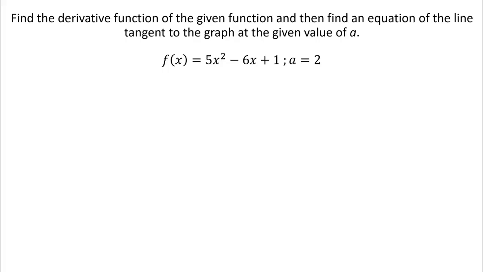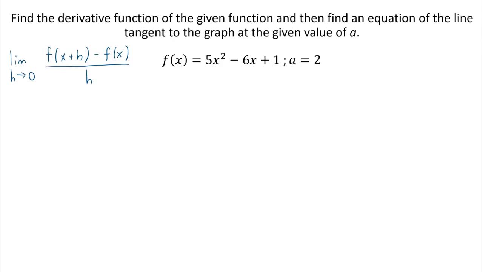Let's do one more example of finding the derivative function using the limit definition of the derivative. Here we want to use the limit definition of the derivative to find the derivative of f of x equals 5x squared minus 6x plus 1. And then we want to find an equation of the line tangent to this graph at the given value of a, and here a is equal to 2. So a is our given x value.